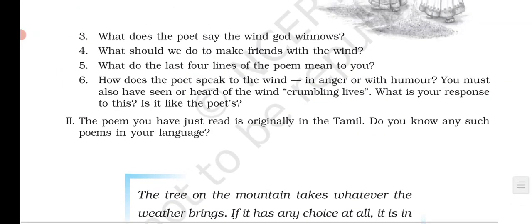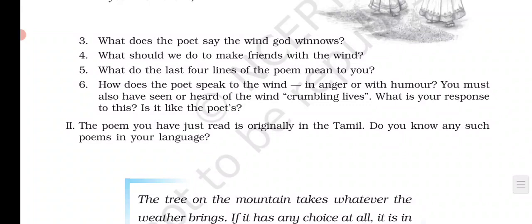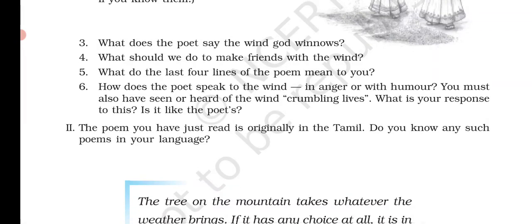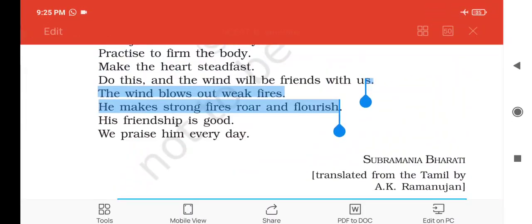So I think, how does the poet speak to the wind, in anger or with humor? You must also have seen or heard of the wind crumbling lies. What is your response to this? Is it like the poet's? So this is actually the comparison, but the poet has questioned, right? And the poet has actually accepted that the wind is not bad. Wind is only destructive to those who are not strong enough. Understand? So that's all we have in this poem.